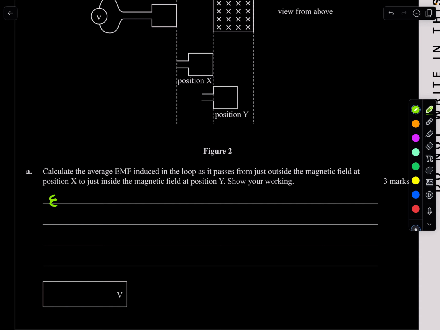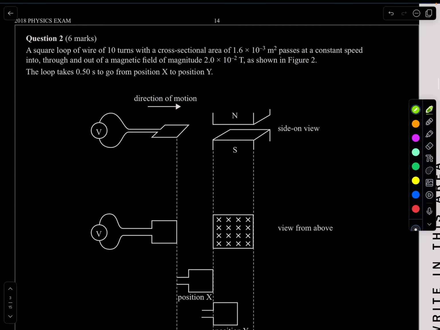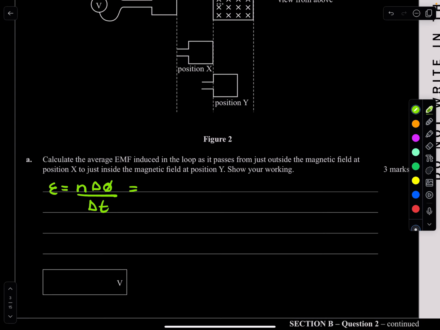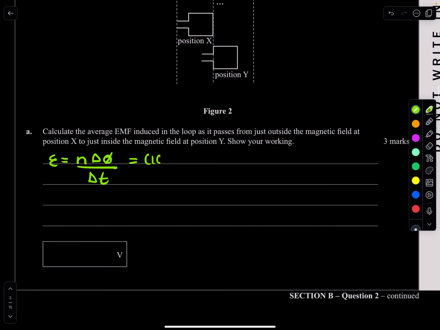So remember your EMF is equal to N. Well, it's actually negative N, but we don't care about the sign when we're just trying to calculate the EMF, the voltage. So it's just going to be change in flux over change in time. Your N is your number of loops, so the number of turns is 10. Your change in flux is your area times your magnetic field strength.